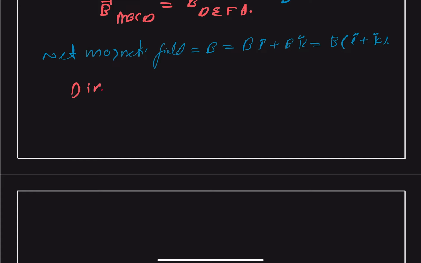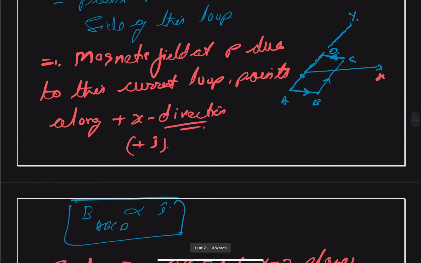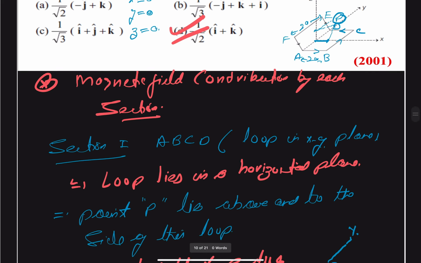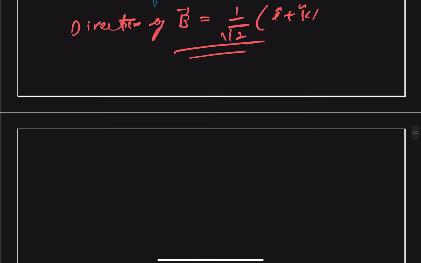So we can say the direction of this magnetic field will be 1 upon square root of 2 (I + K). So the correct answer will be option number D. Option D is correct.